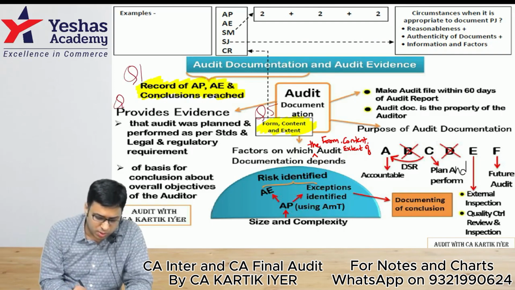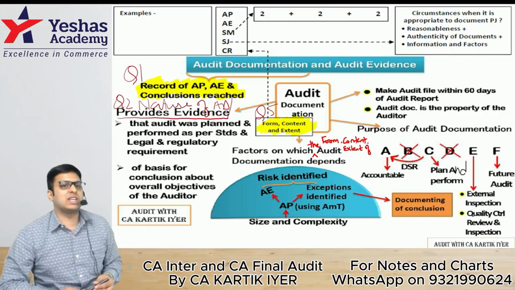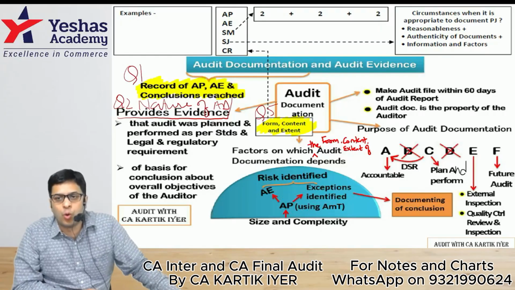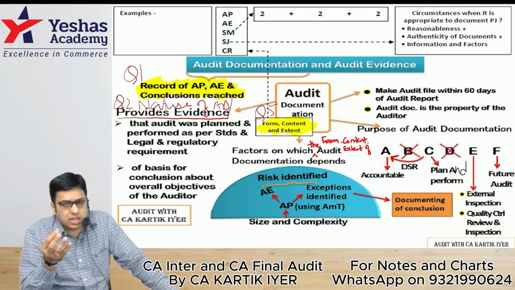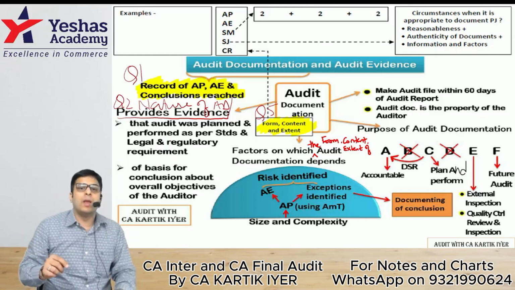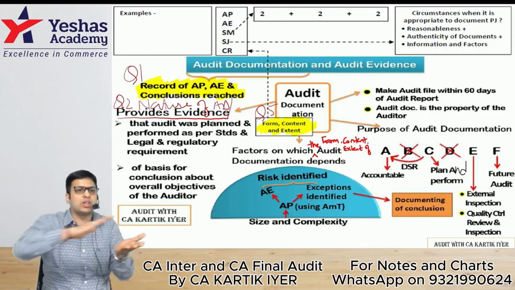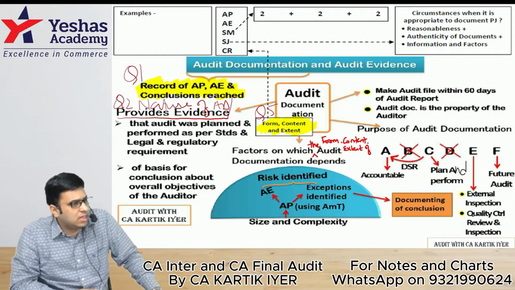Let's go to question number 2, the nature of audit documentation. One more term: it provides evidence regarding which matter. Audit documentation provides evidence regarding planning and performance, and the overall objectives. It provides evidence that the audit was planned and performed as per SAs, standards and regulatory and legal requirements. It provides a basis for conclusion about the overall objectives of the independent auditor. Basically, that is the proof that we get.